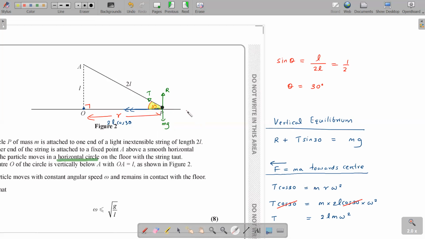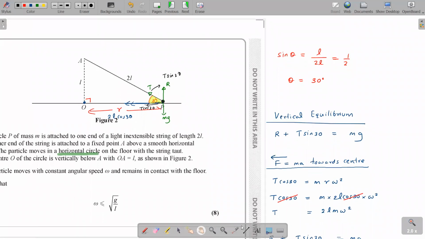So how does it work? You can see here, normal reaction is acting upwards. That's what I've written here. And this tension, you can resolve. The tension can be resolved, and you get T sine 30 for the vertical part, and T cos 30 to the other side, the horizontal side. I need the vertical one, so T sine 30 and this R are acting vertically upwards, and that's equal to mg. So that's one equation.